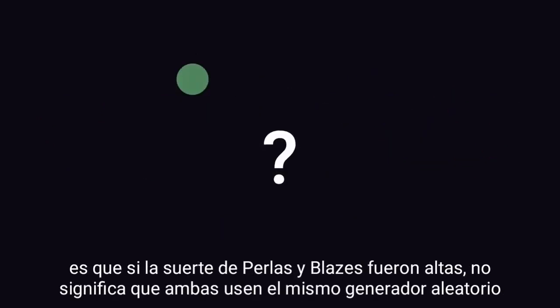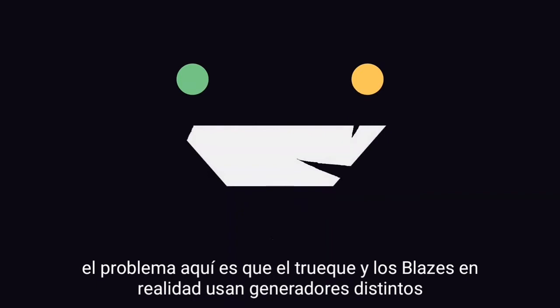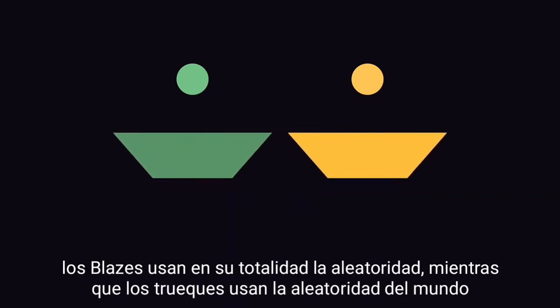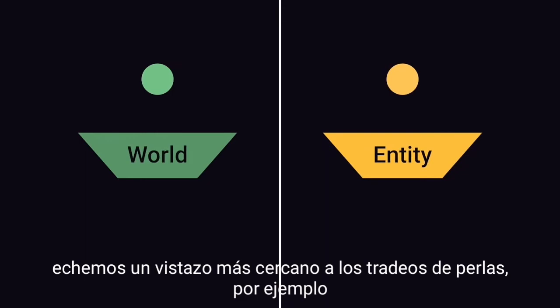I'm sure a question that some people might be asking is that if the Pearl luck and the Blaze luck was high, couldn't that mean that both use the same faulty random generator? The problem here is that bartering and blazes actually use distinct generators. Blazes use the entity random, while barters use the world random, which means they're completely separate and have no way of interacting. Let's take a closer look at Pearl trades for example though.